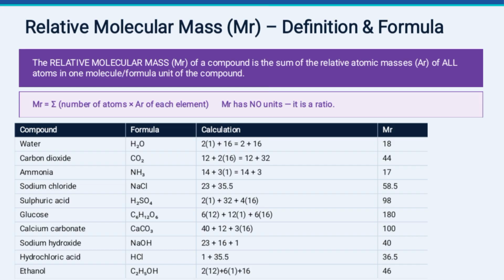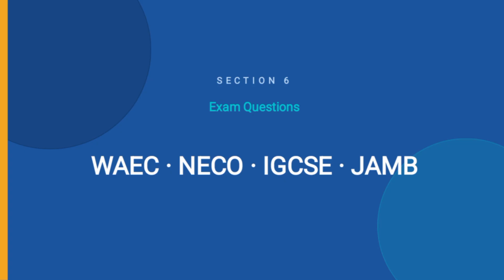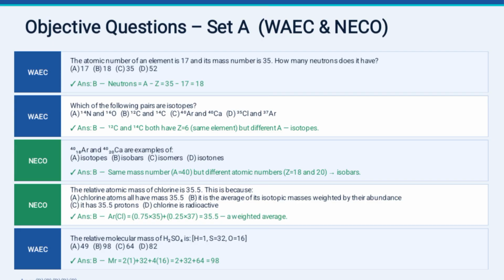Let's go further to look at that of ammonia. Ammonia is NH3. That means one atom of nitrogen, that's 1 times 14, because the relative atomic mass of nitrogen is 14, plus 3 atoms of hydrogen, that's 3 times 1, because hydrogen is 1. So you have 14 plus 3, and that gives us 17. This is how others are solved as well. Let's look at various questions here.